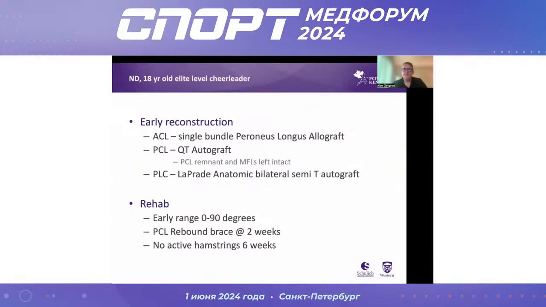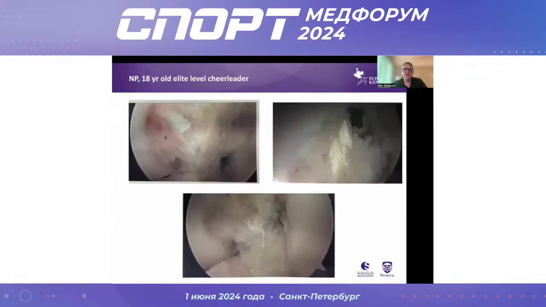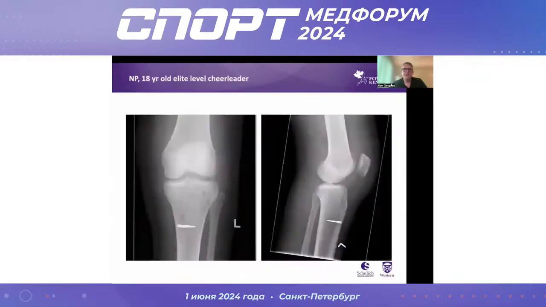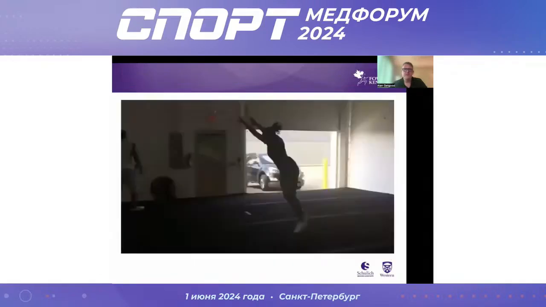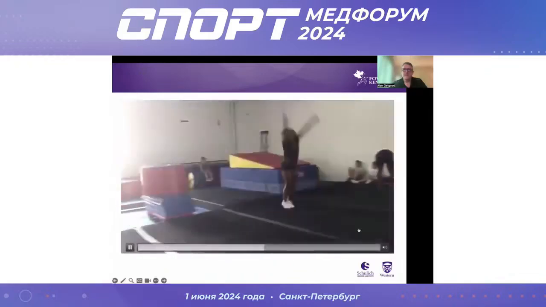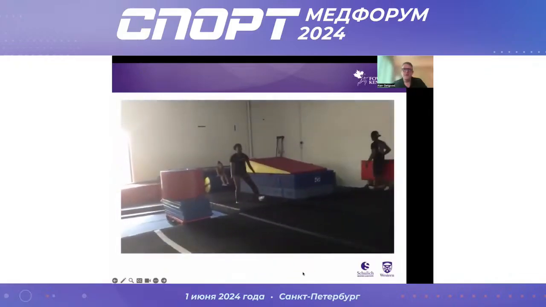At that stage, I was using 2 grafts, not a single graft. And this is just intraoperative pictures of her grafts. Some postoperative radiographs showing the tunnels being in a satisfactory position. And then her returning to her activity, she actually got back at about the 10-month mark doing these activities with the brace on.